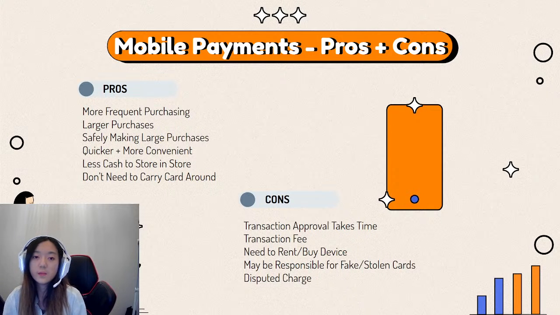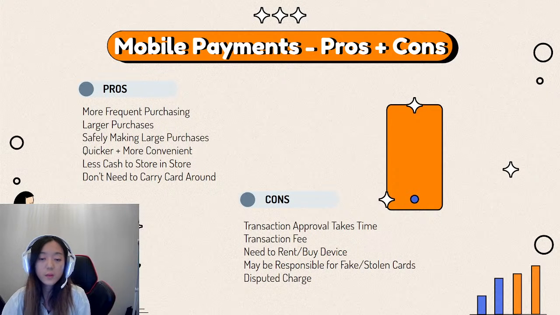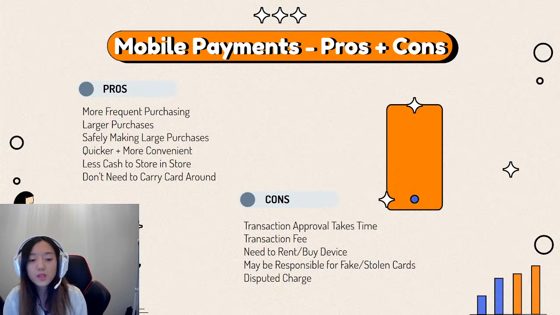The cons of this payment include processing time, transaction fees, needing to rent and buy devices, fake or stolen cards, and disputed charges. So, if you remember from our previous slide, the majority of the pros and cons are literally carbon copies of what we have just mentioned. But the main difference is the convenience that this payment option has.